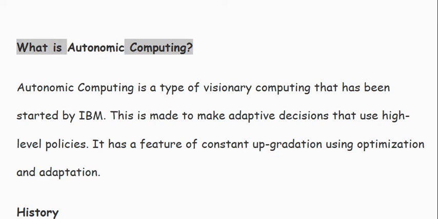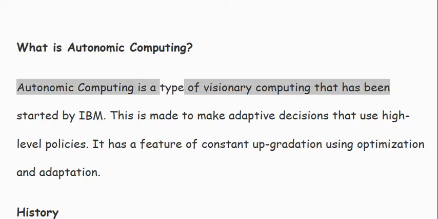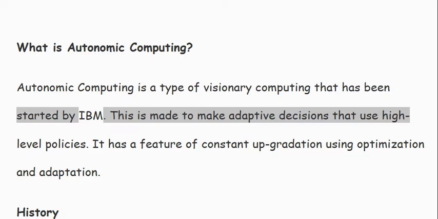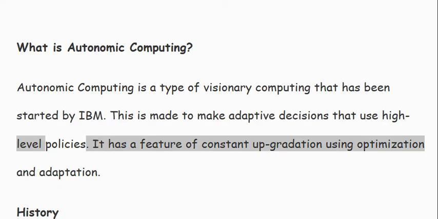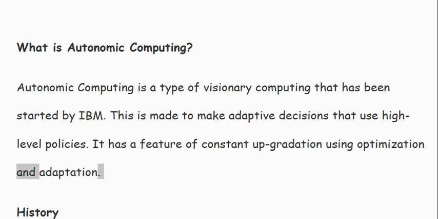What is autonomic computing? Autonomic computing is a type of visionary computing that was started by IBM. It is made to make adaptive decisions that use high-level policies. It has a feature of constant upgradation using optimization and adaptation.